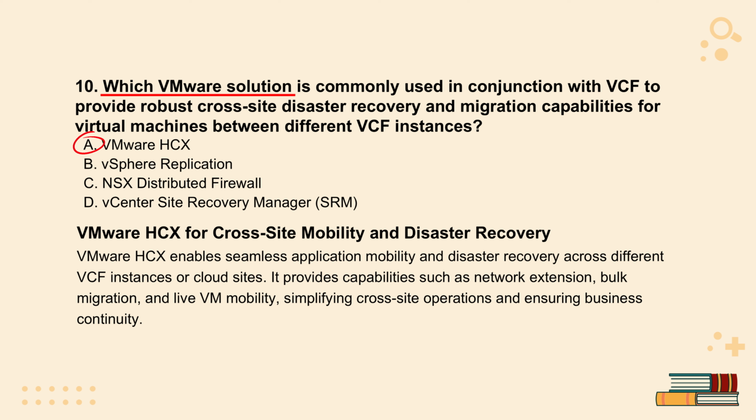HCX has this capability called network extension. It can essentially stretch your layer 2 network segment from site A over the WAN connection to site B. It creates a tunnel. This means you can migrate a VM from A to B, and it keeps its original IP address. It thinks it's still on the same network. This makes disaster recovery failover so much easier and allows for massive bulk migrations without needing to touch the networking inside hundreds of VMs. It's pretty indispensable for VCF mobility between sites.